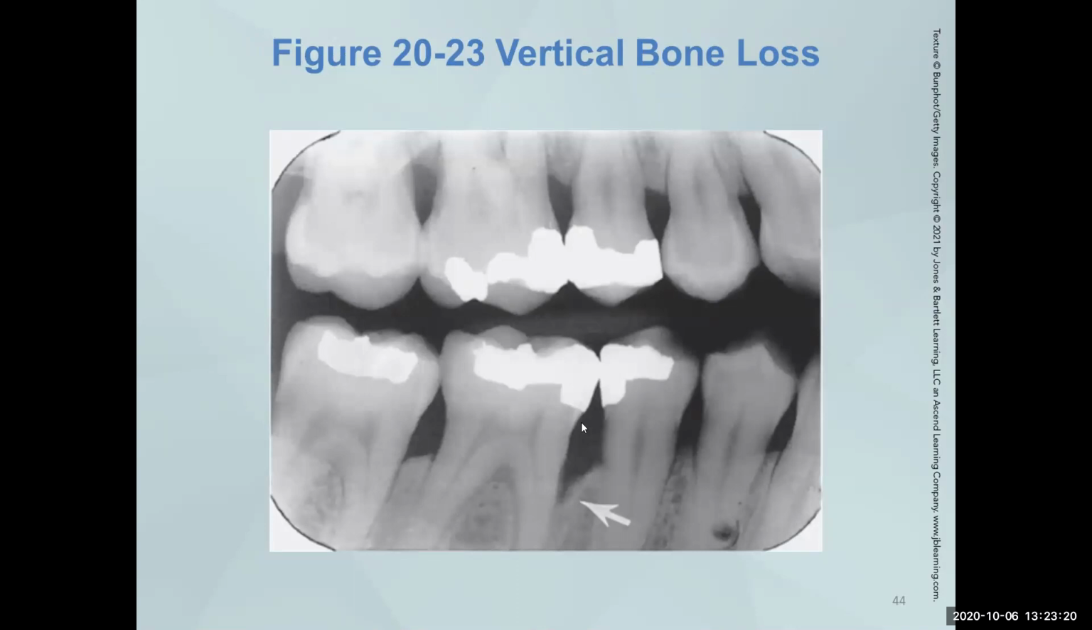Vertical bone loss. Have you learned how to go from CEJ to CEJ yet to see if it's vertical or horizontal? Yes, we did. Okay, so is it vertical? Is it horizontal? And so that's something that you'll be determining.